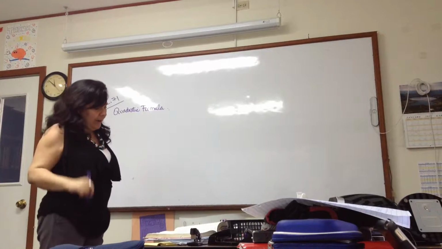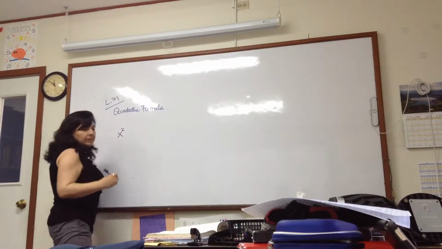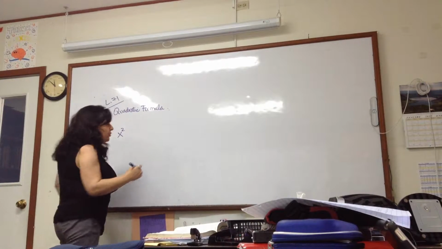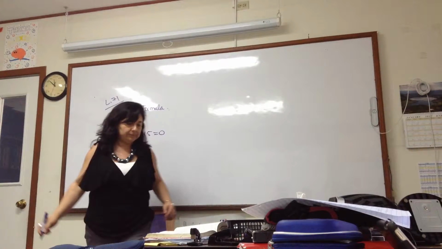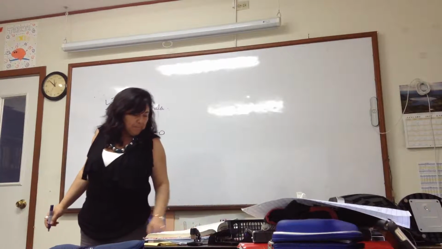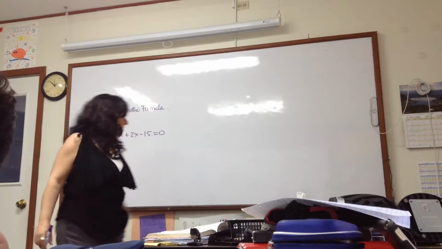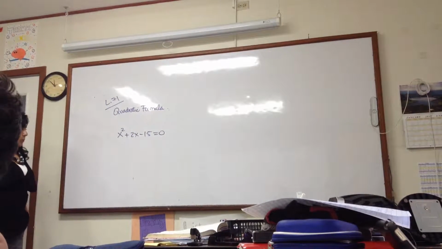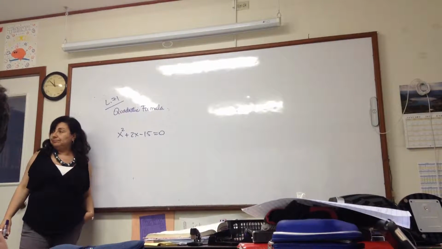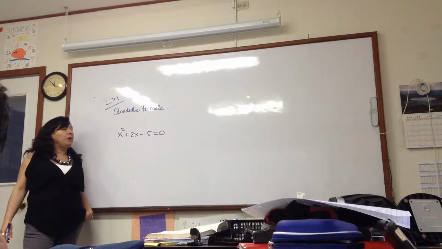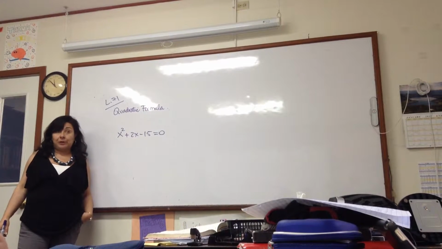Okay, when you have x squared plus 2x minus 15 equals 0, you could solve it in two different ways. You could do it by completing the square, I hate that one, or you could do it by factoring.